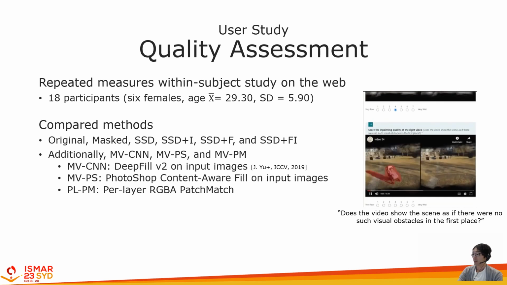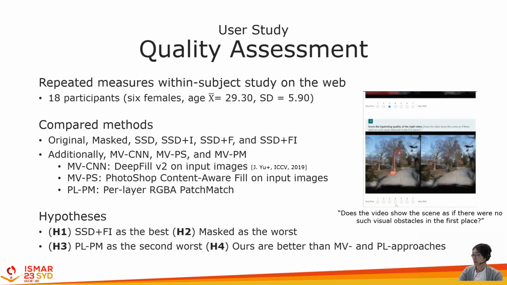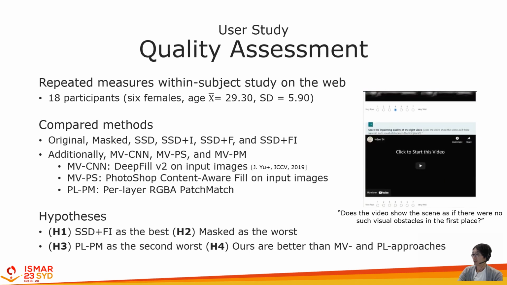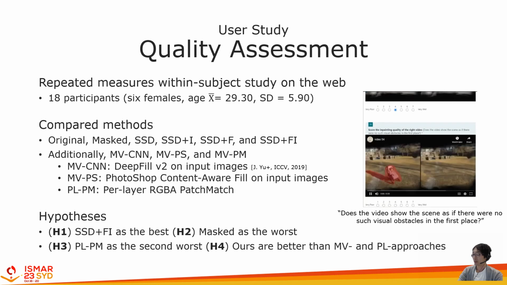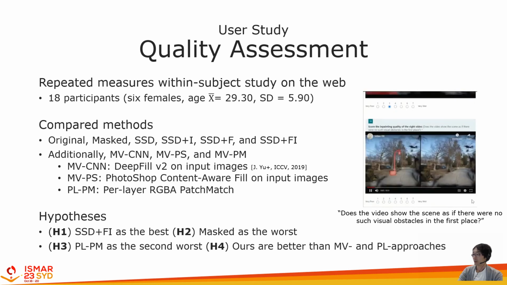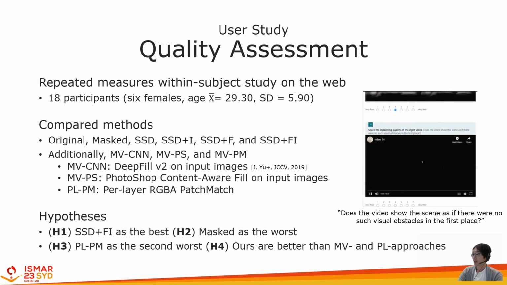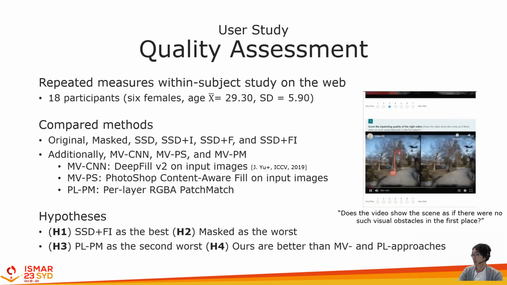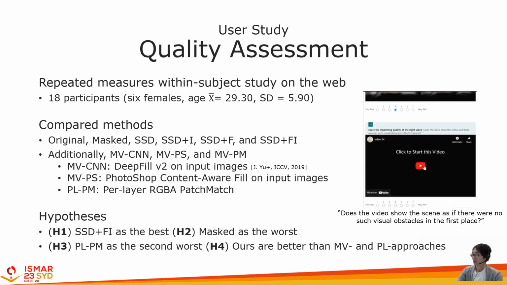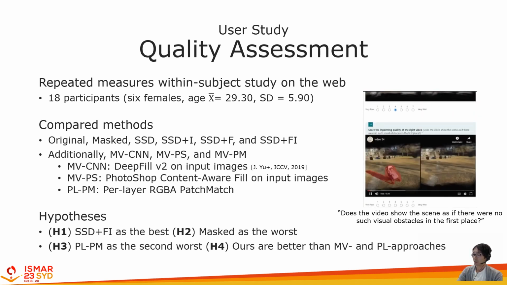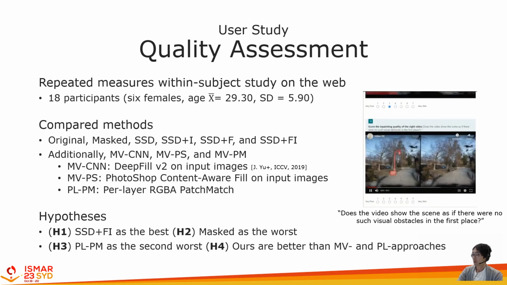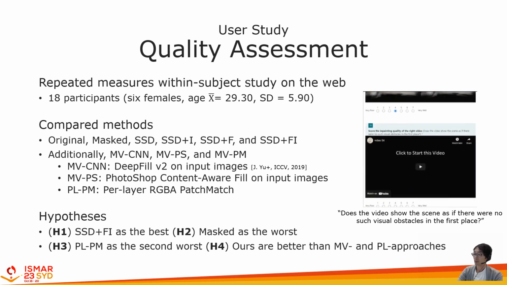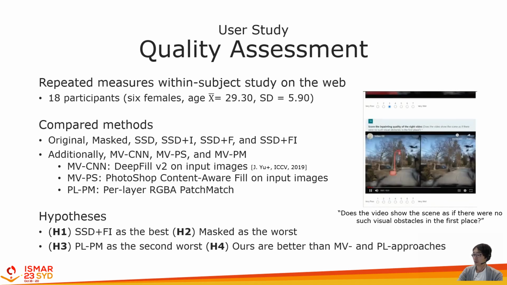So, in the end, we hypothesized that our SSD plus patch flipping and intensity compensation would perform the best. Second, simple masking with our labeling tool would perform the worst. Third, per layer PatchMatch would follow as the second worst because it ignores coherence across the layers. And finally, our variants would perform better than multi-view and per layer approaches because ours can take the volumetric information into account, and the others would miss coherence over the input views or layers.